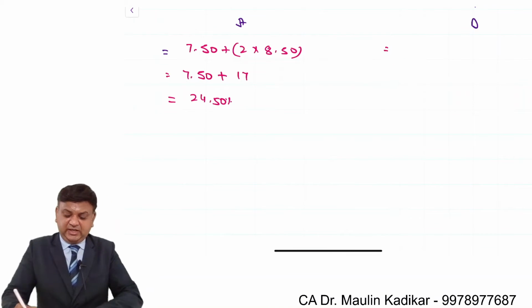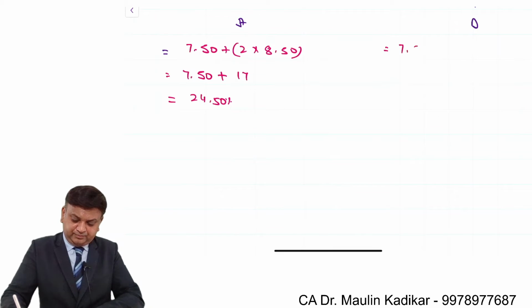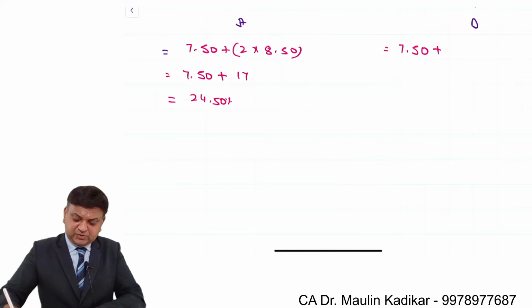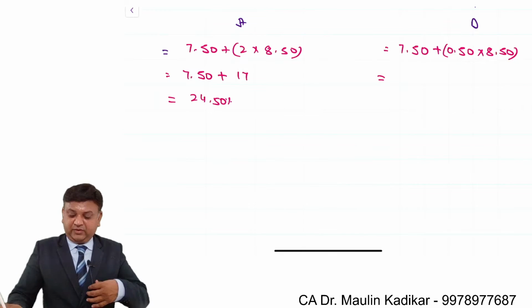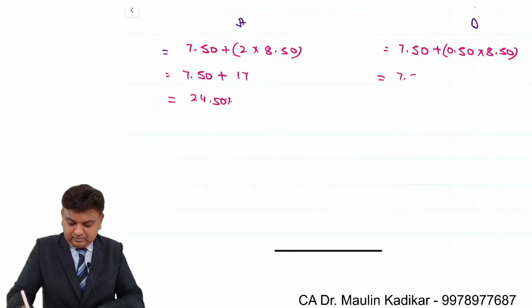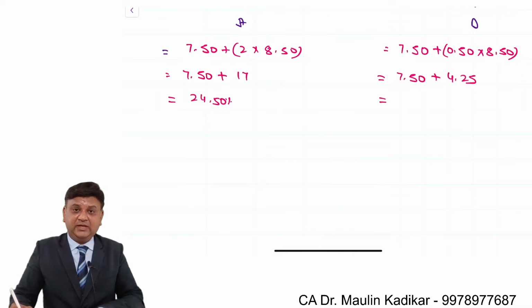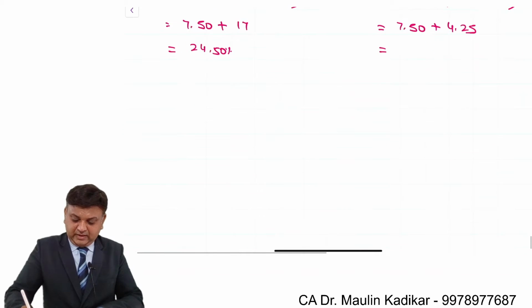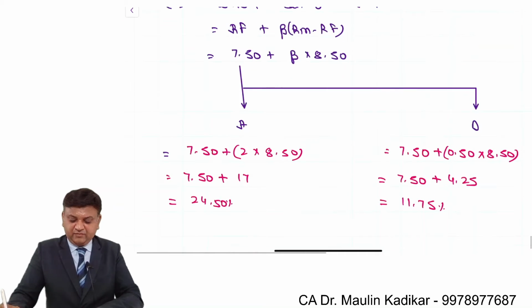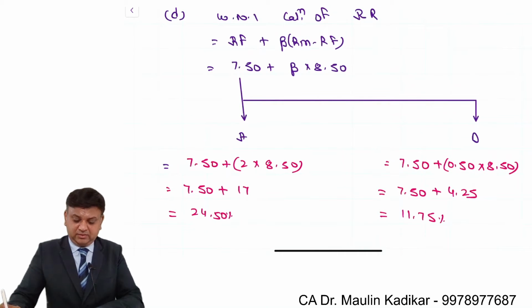For the D security, it is again 7.50 plus beta, which is 0.50, into 8.5. So 0.5 into 8.5 is 4.25. So that comes to 11.75. This is the way we will have the required rate of return.